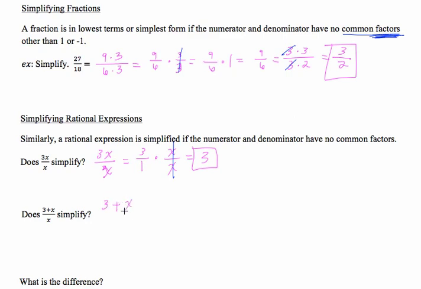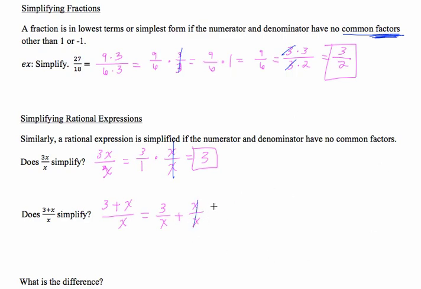Next question, does 3 plus x all divided by x simplify? Now here's the kicker. Can you split this into a product of two fractions? Does this equal 3 over 1 times x over x? The answer is no, because you're adding these two fractions. If you wanted to unadd, you would say that's 3 over x plus x over x. You could do that because when you add fractions, remember you add the numerators, but the denominators stay the same.